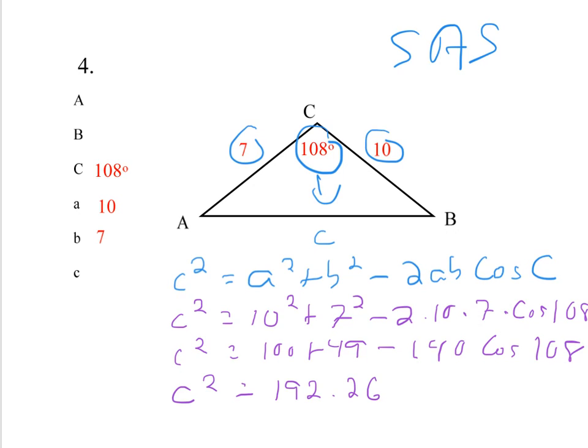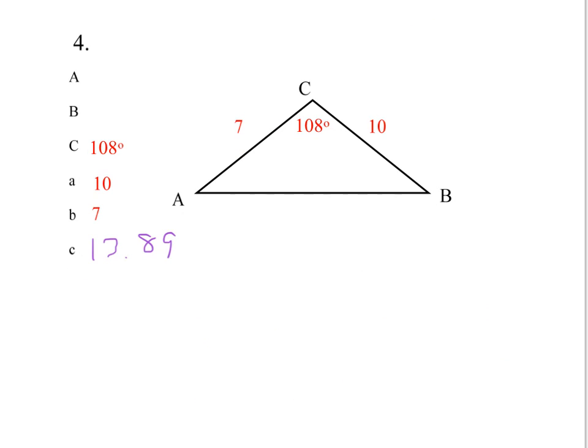We're going to take the square root of both sides now to solve for c. So c is equal to, hold on here, I'm hitting my second radical, 192.26, and we should find that c is 13.89. So now we know that c is 13.89, so that's 13.89 right here.